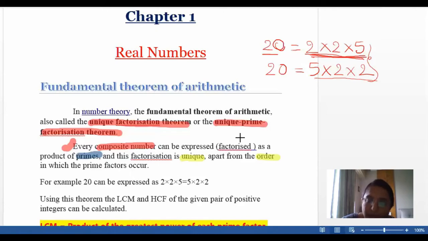So the fundamental theorem of arithmetic states that every composite number can be expressed as a prime factorization, or as a product of prime numbers. But they are unique and the order may be different. This is the fundamental theorem of arithmetic. One example is given, which we have taken by using 20. So this is the fundamental theorem of arithmetic and its statement.